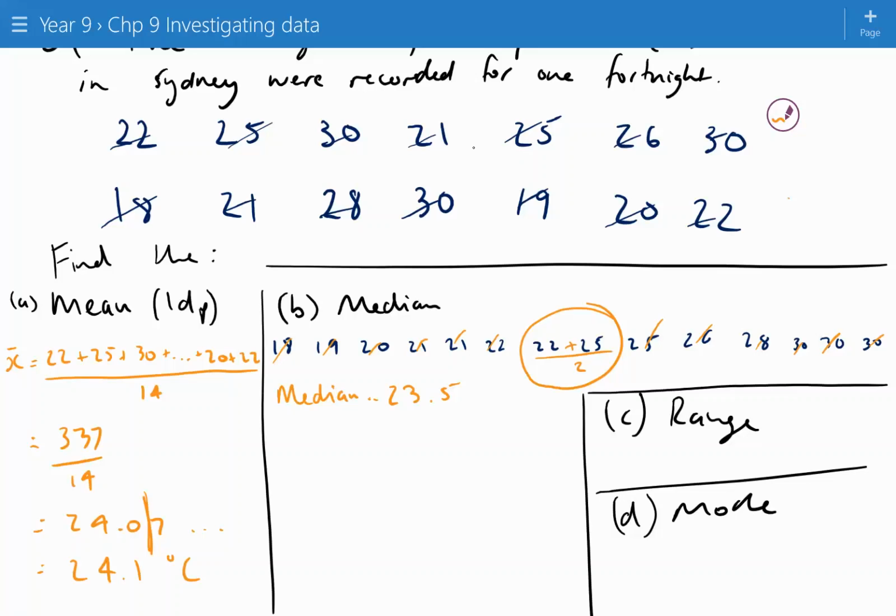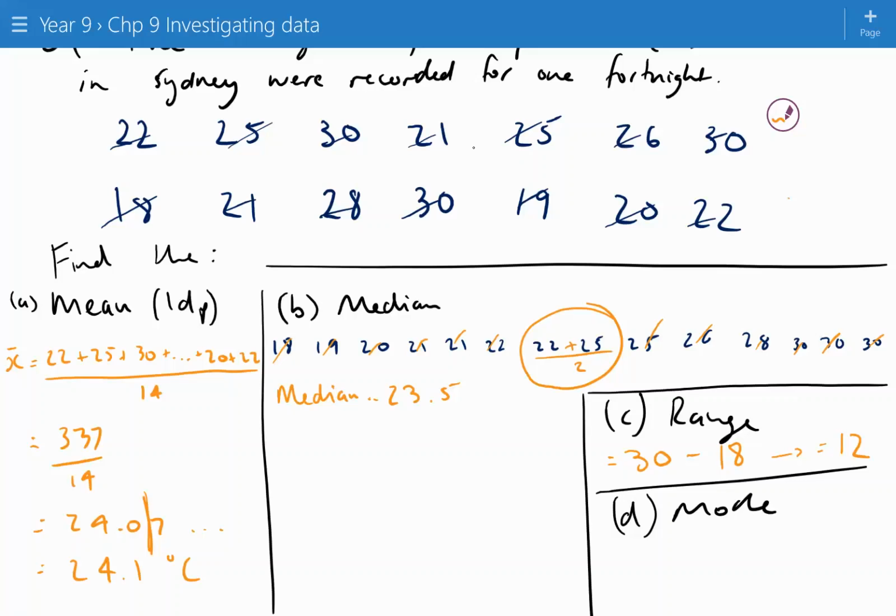Let's have a look at the range. The range is the highest minus the lowest. What is our highest score? Our highest score is 30. Minus the lowest score, which is 18. So the range here equals 12.